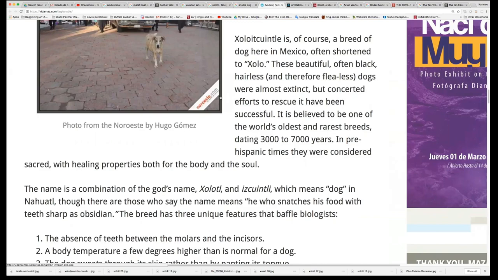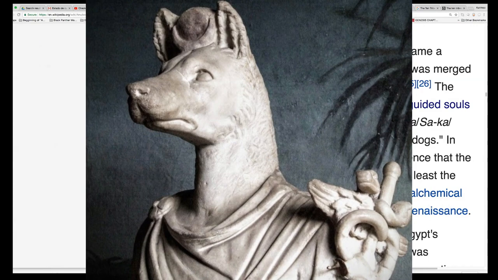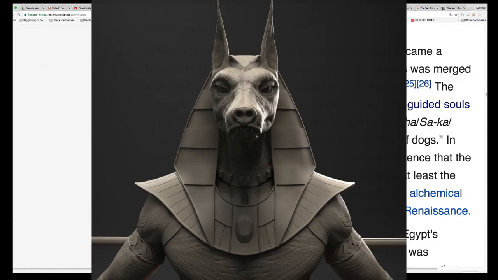In the Ptolemaic period, when Egypt became a Hellenistic kingdom ruled by Greek pharaohs, Anubis was merged with the Greek god Hermes, or Thoth, right? Hermes is Thoth, becoming Hermanubis. So I told you Anubis is Thoth, the underworld. You know, Thoth is an epithet. He created all these epithets. He's the jackal. The two gods were considered similar because they both guided souls to the afterlife.